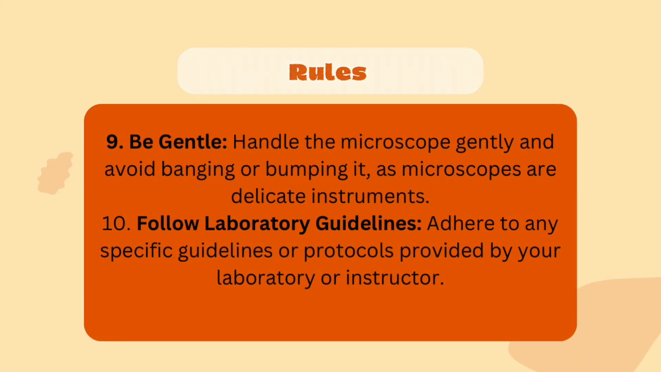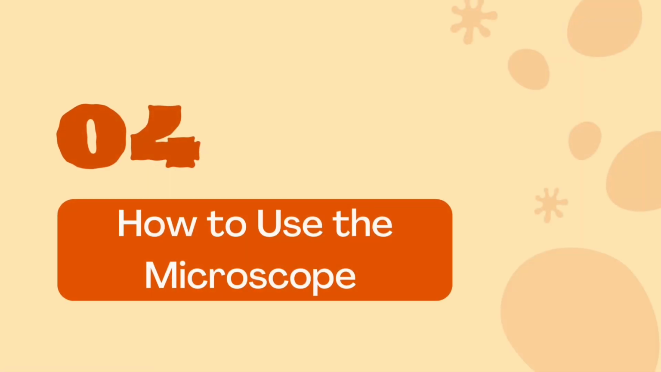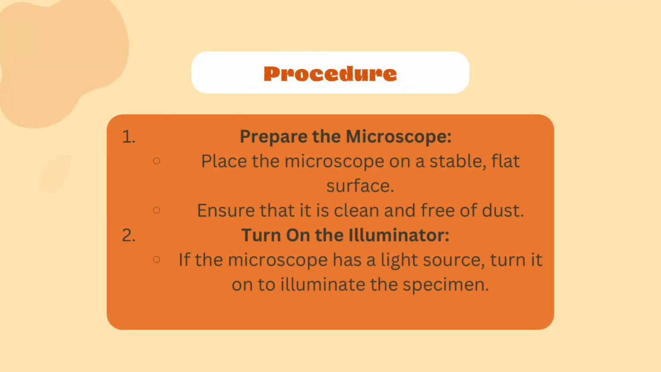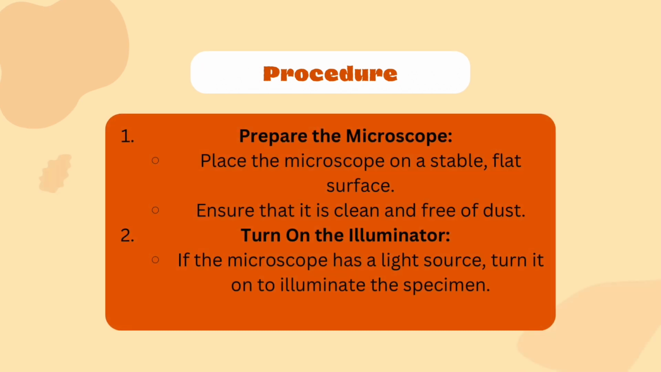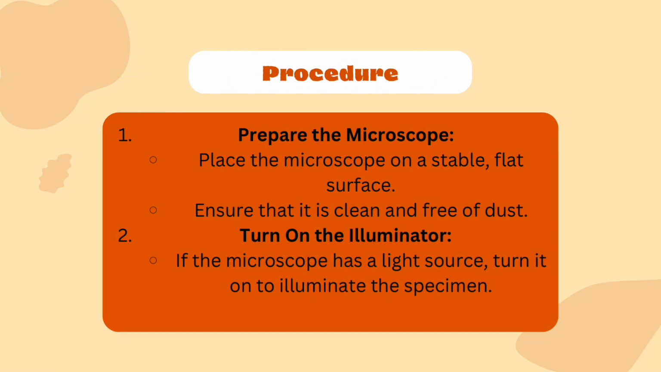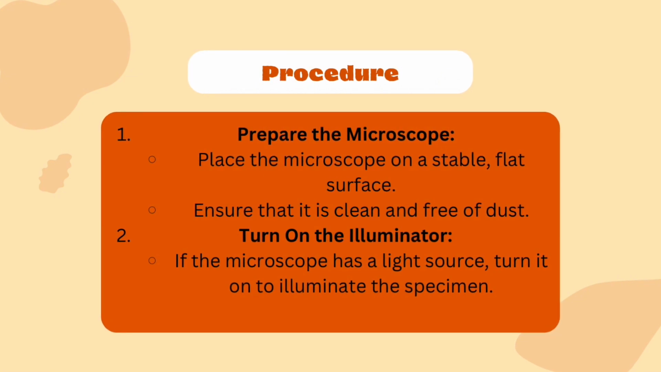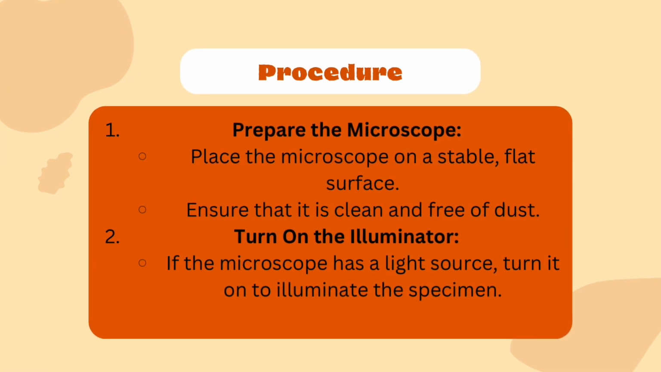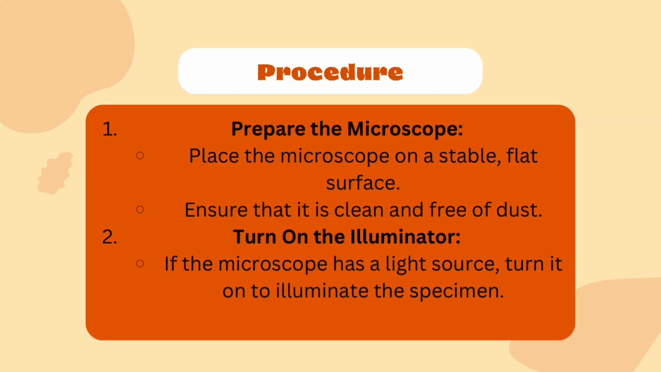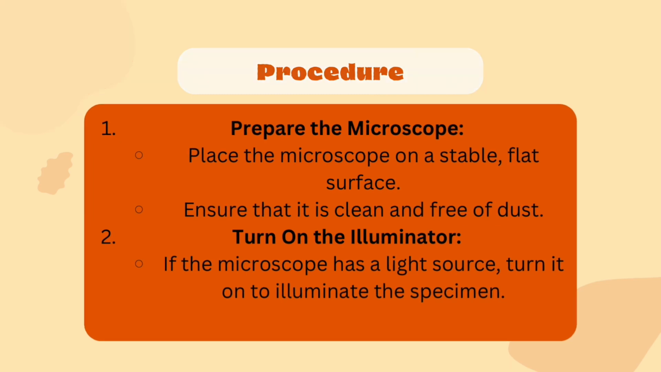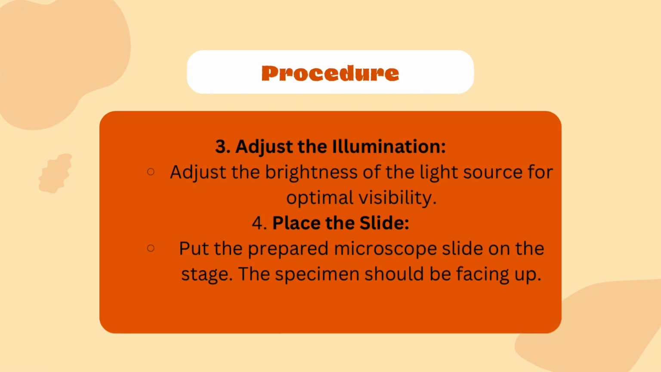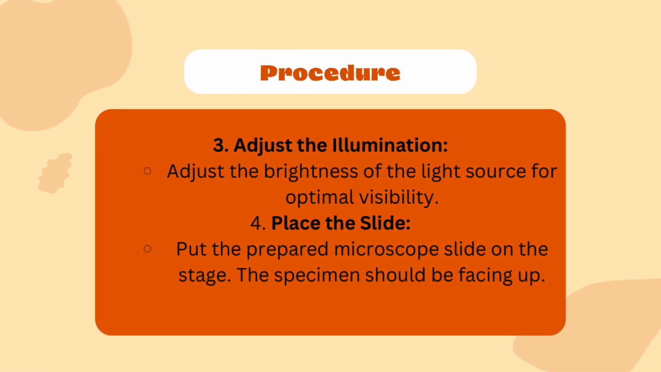I hope that's clear. And on to our last topic, how to use the microscope. So the procedures are: prepare the microscope, place the microscope on a stable flat surface, ensure that it is clean and free of dust. Then you turn on the illuminator. If the microscope has a light source, turn it on to illuminate the specimen. Then after that, you adjust the brightness of the light source for optimal visibility.